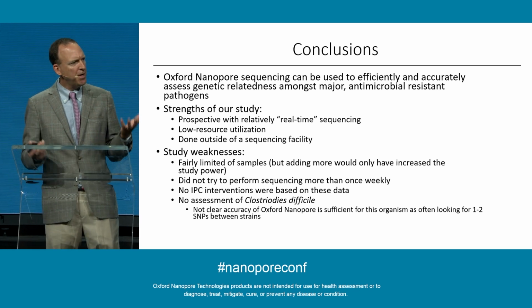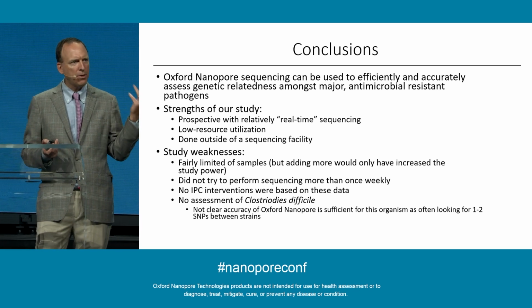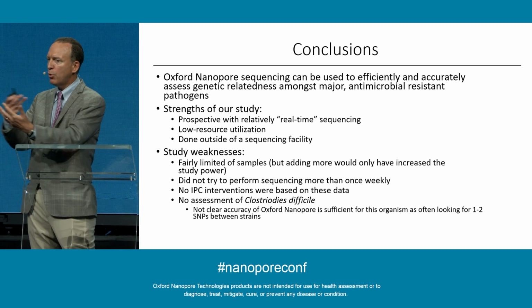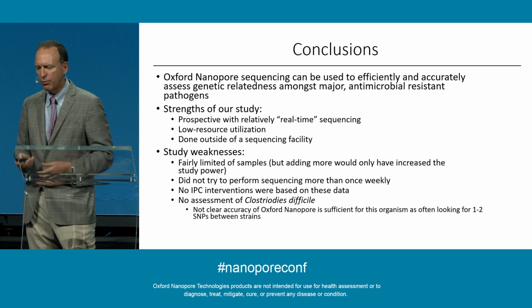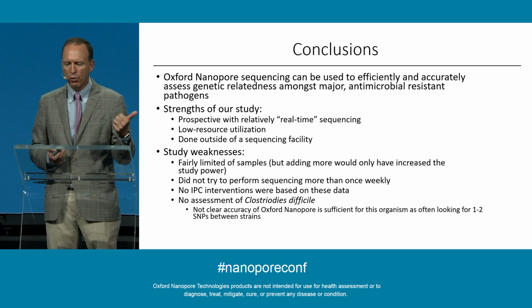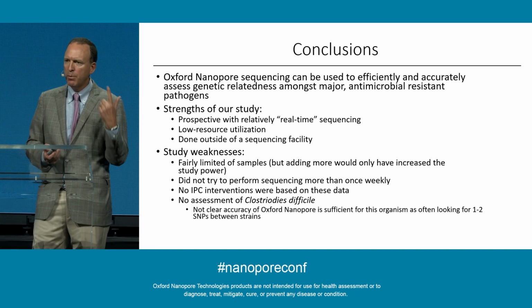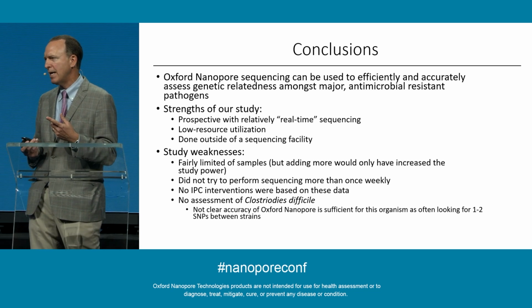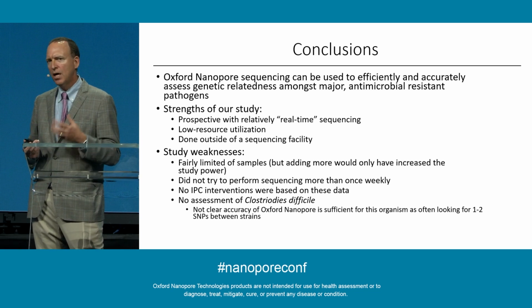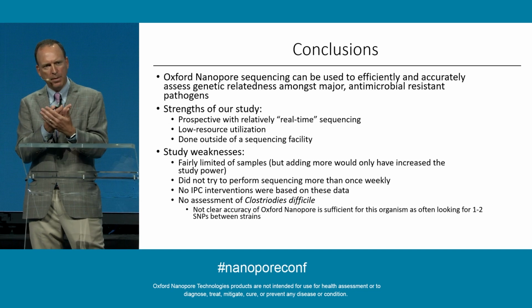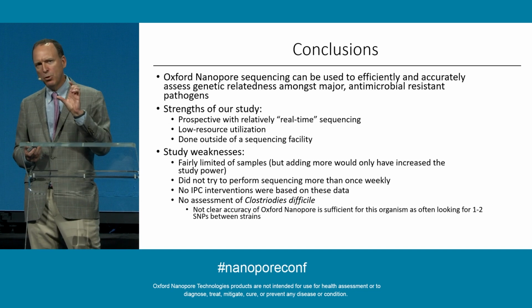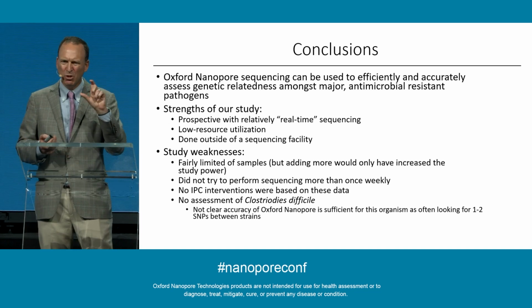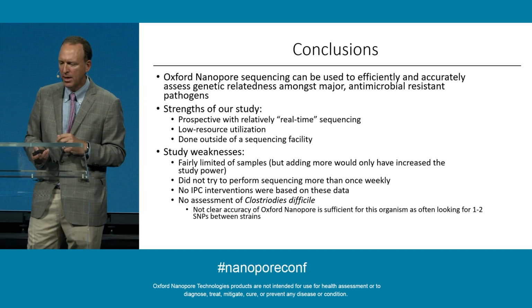Weakness of the study, fairly low number of samples. Remember the Pittsburgh data, 3,000 samples, we only did about 250. However, if we added more, we probably would have picked up more transmission, increased our power. Again, we did not try to perform sequencing more than once weekly, and we did not do any interventions yet based on these data. Finally, we did not try and assess C. difficile, which is another AMR pathogen often in the hospital. It's supposedly 1 or 2 SNPs to identify transmission. So again, since we were at 1 per genome, I'm not 100% sure we can use that to do C. diff.